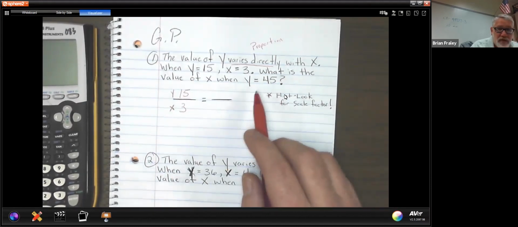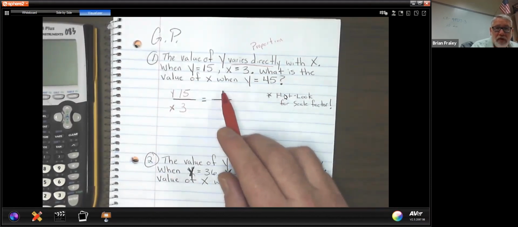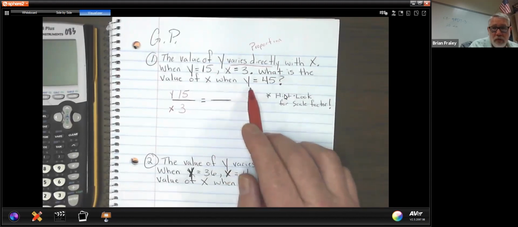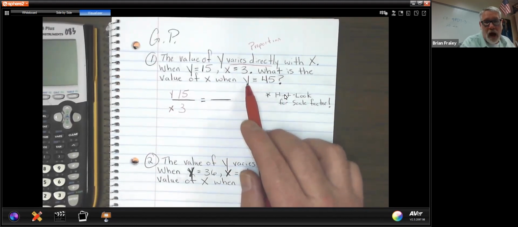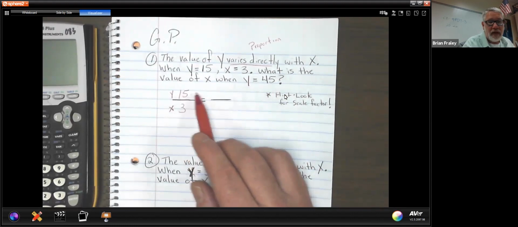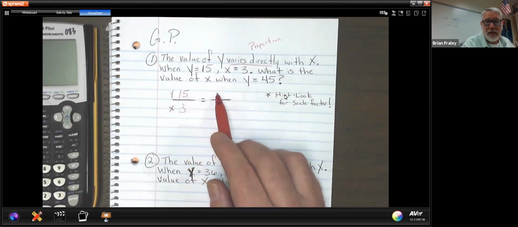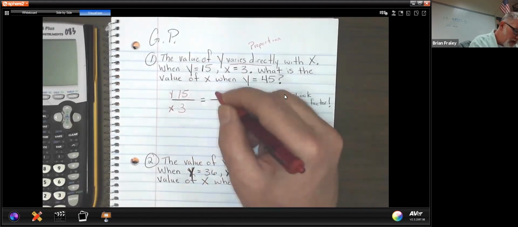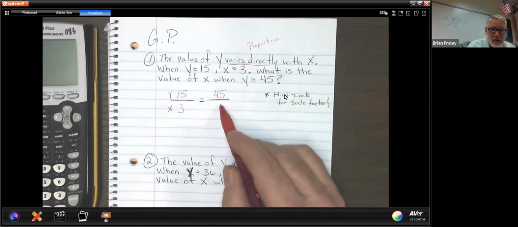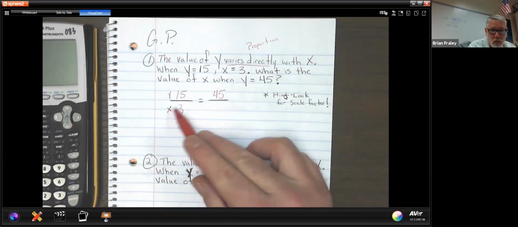Now our next thing is we've got one more number and we need to figure out whether it goes on top or on bottom. Well, it says, what is the value of x when y equals 45? It says y equals 45. So if my y's are on top over here, it needs to match. And that's what I said, match or correspond. Put your 45 up here. Okay. Now, if we don't know what this is, we can put the letter. And the letter was what? x.